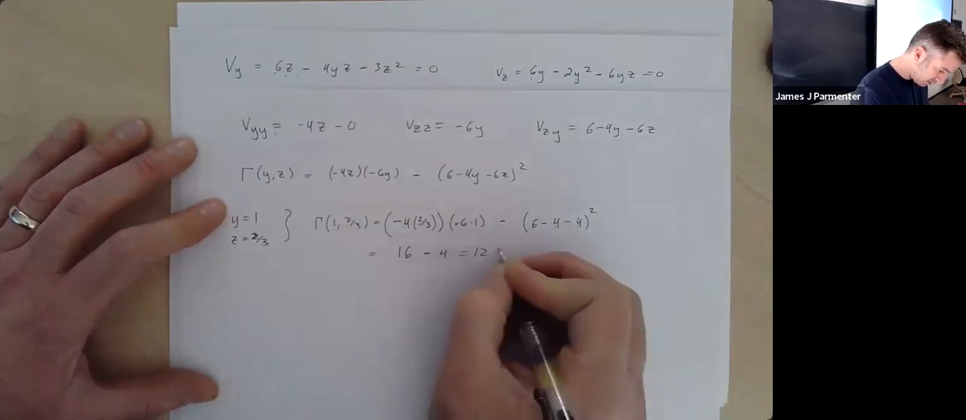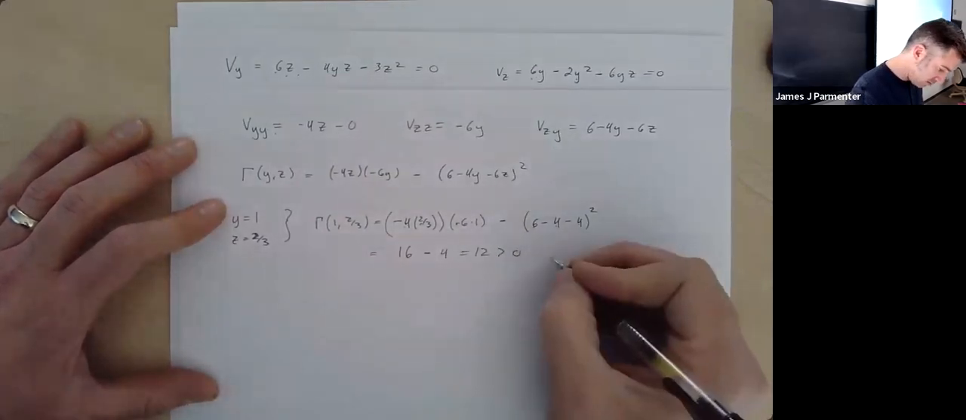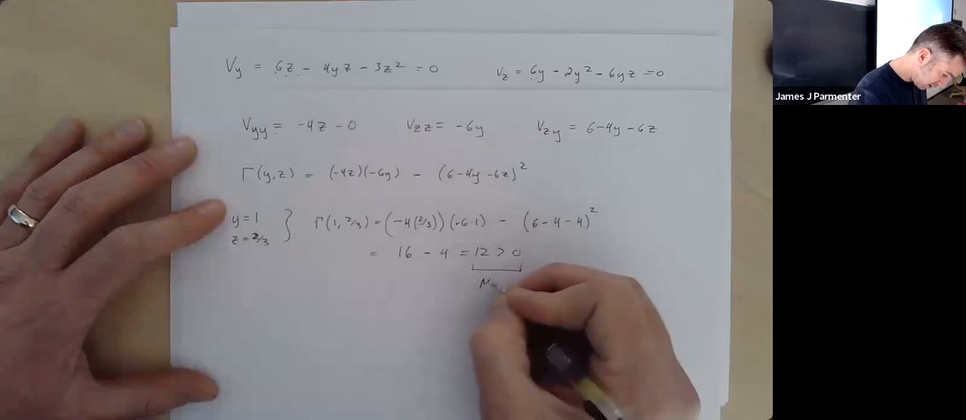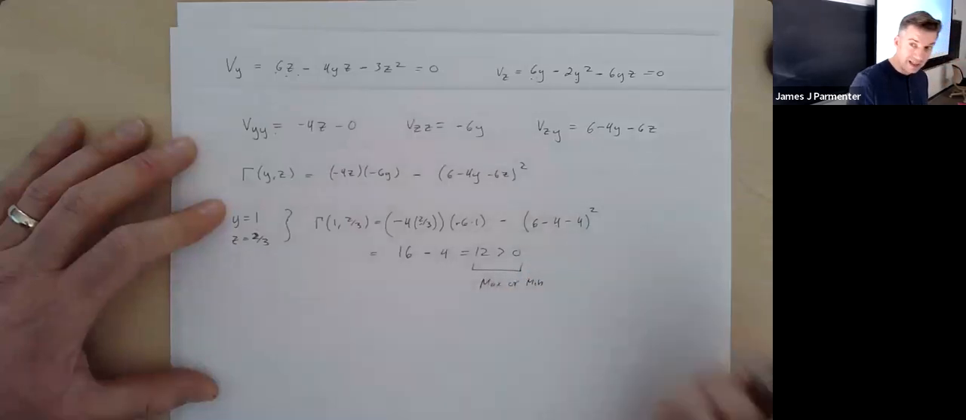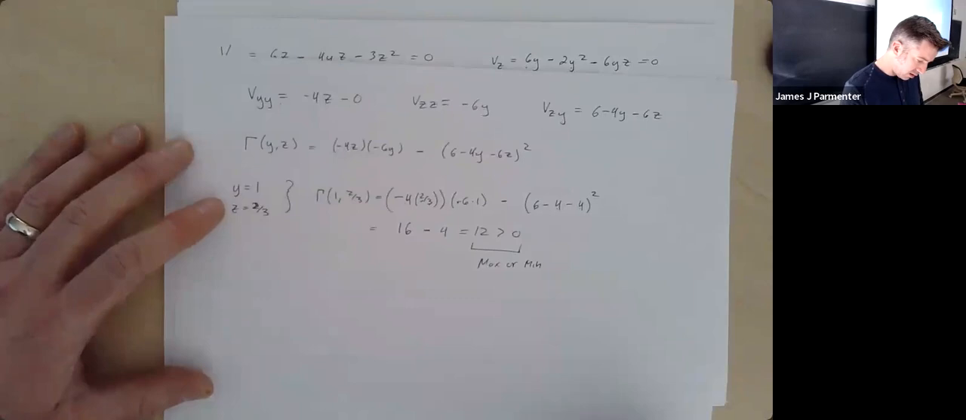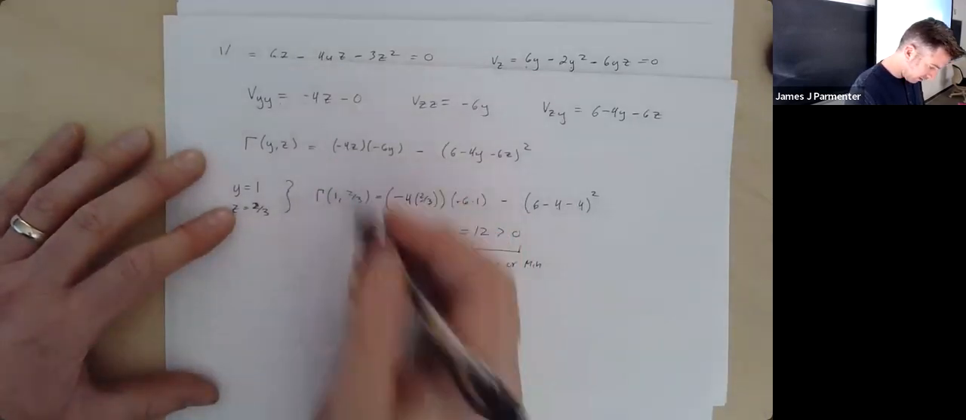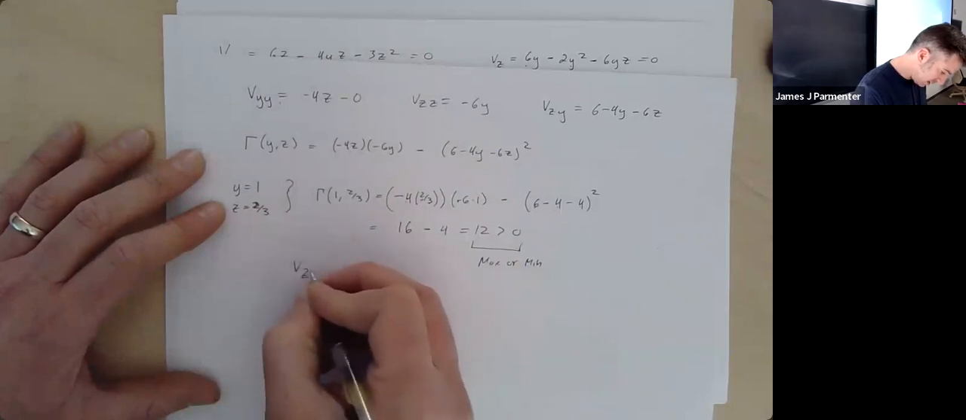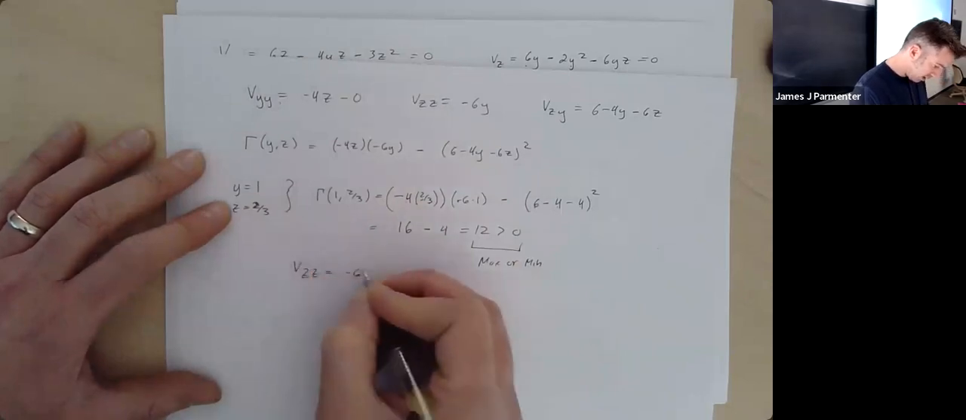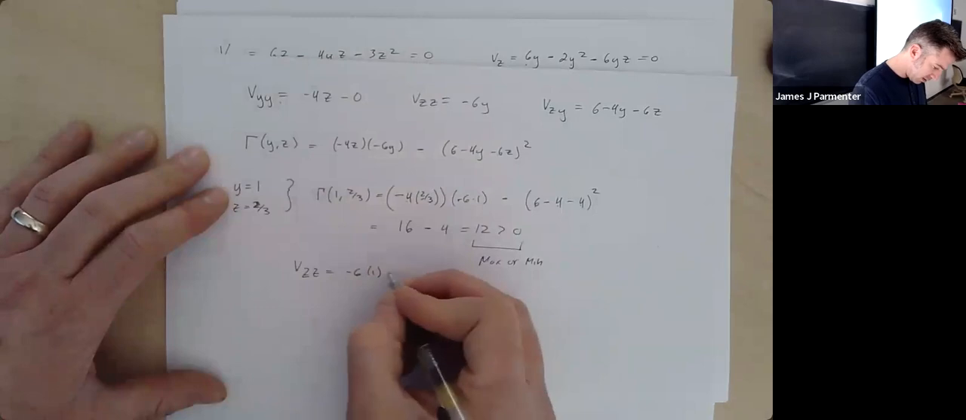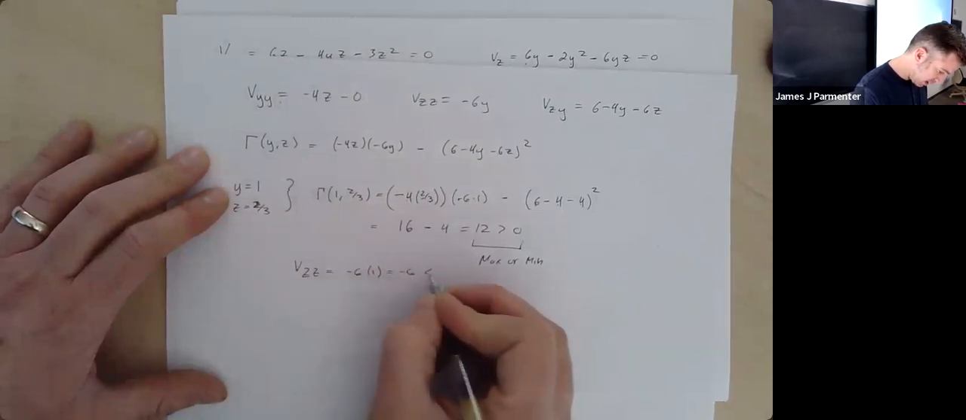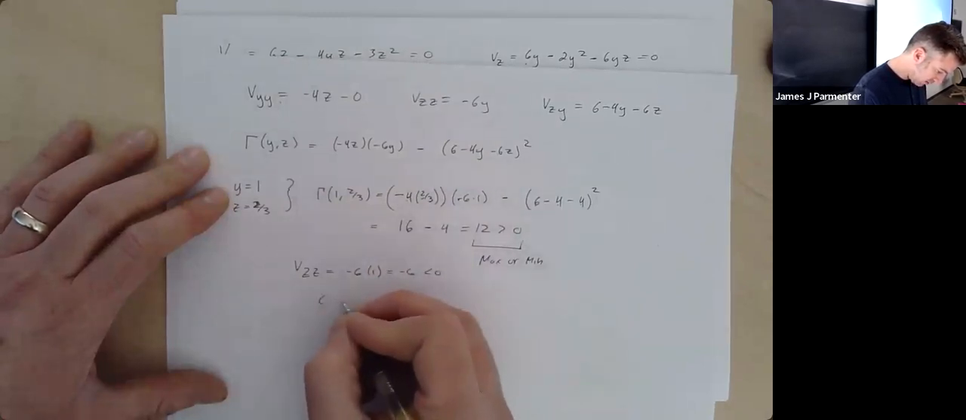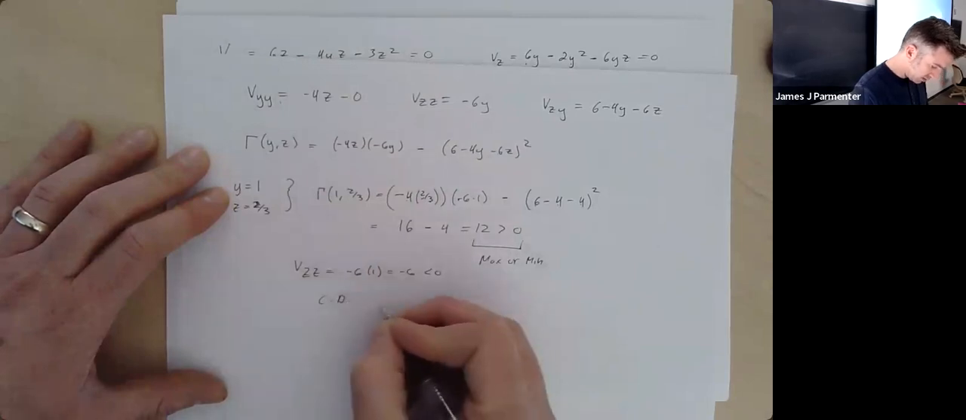So that's 12, which is positive, which means we have a max or a min. We want it to be a maximum, but we need to check. And when we look back and check, our second derivatives are both negative. VZZ is negative 6y. If we plug in y equal to 1, that's negative 6, which is negative. So we're concave down, which means we have a maximum.